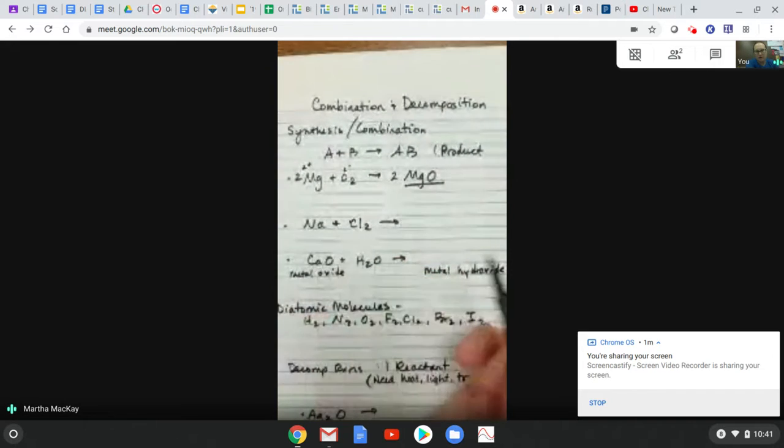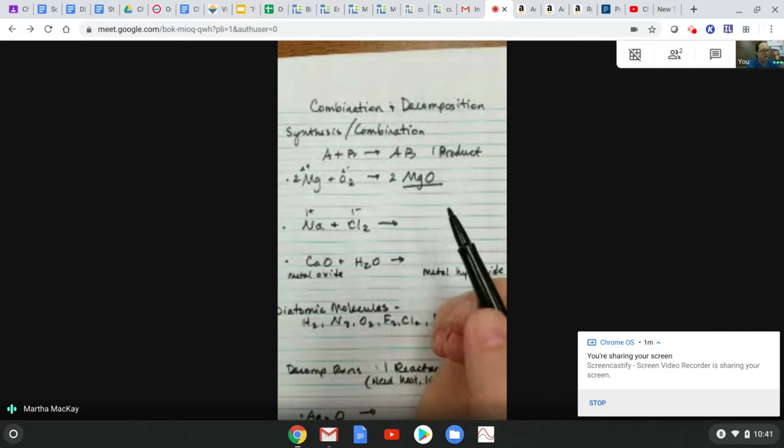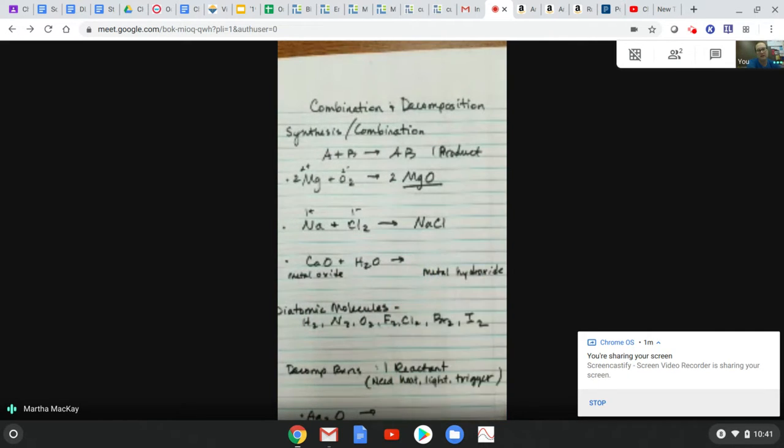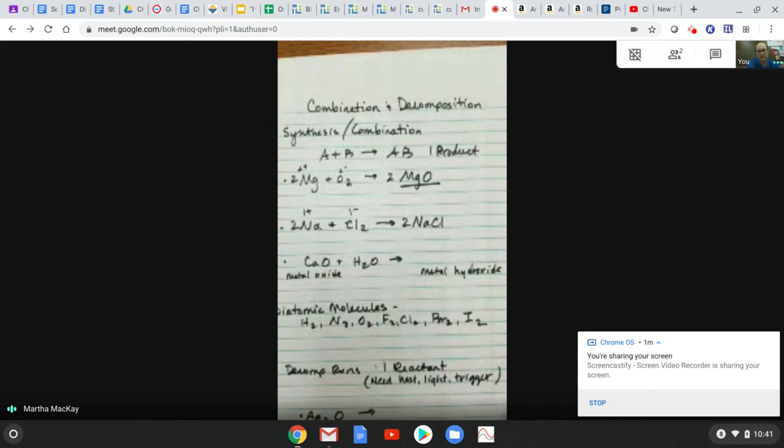So like sodium and chlorine going together. Sodium is a 1 plus, chlorine is a 1 minus. So I'm going to make NaCl, but that's not balanced. So I balance it by putting twos in front of those.